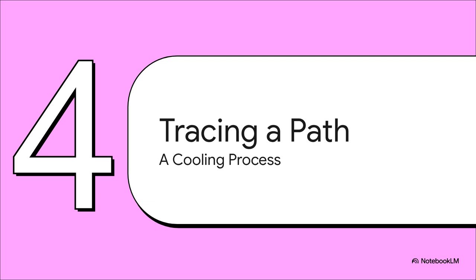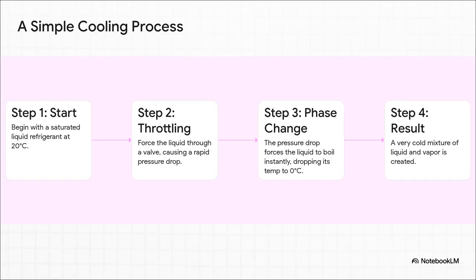Okay, we've decoded the symbols, we understand the regions, we've looked at the lines. Now for the payoff. This is where it all comes together. Let's use our newfound map reading skills to follow a refrigerant on a little part of its journey. So let's imagine a single drop of refrigerant. It's starting out as a liquid at a comfy 20 degrees Celsius.